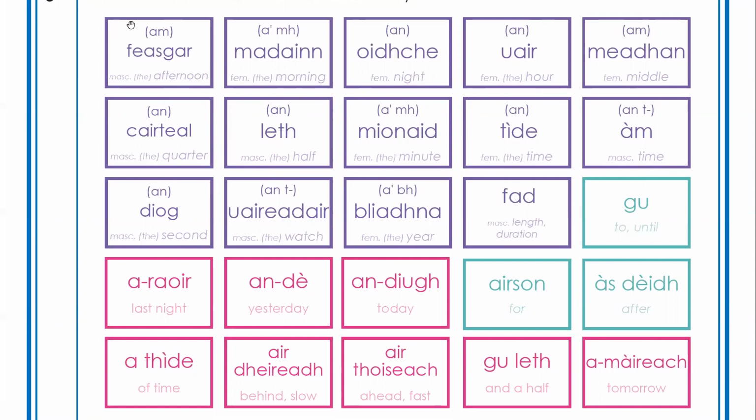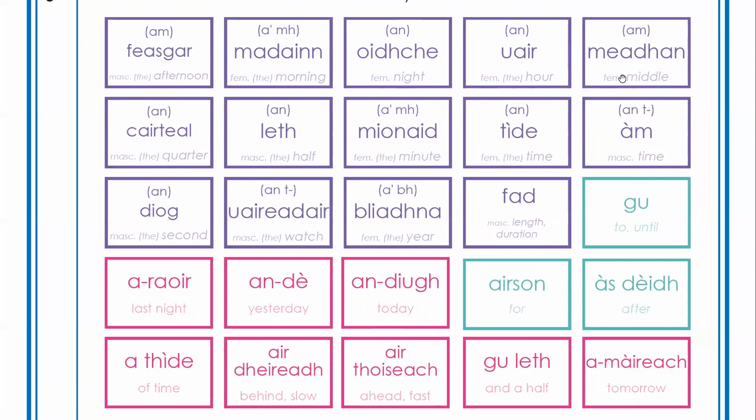We've seen feasgar, which is masculine, so am feasgar. Madainn, we've also seen, the morning. A' mhadainn, in the morning. We've seen oidhche. We know that's feminine because oidhche mhath. So an oidhche, the night, oidhche. We saw uair, which means hour.